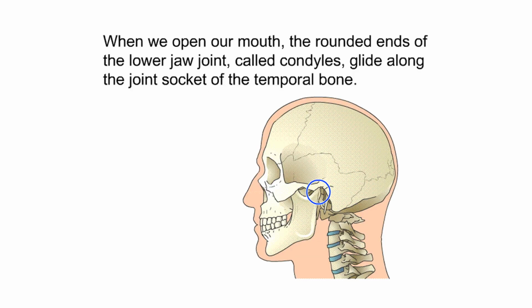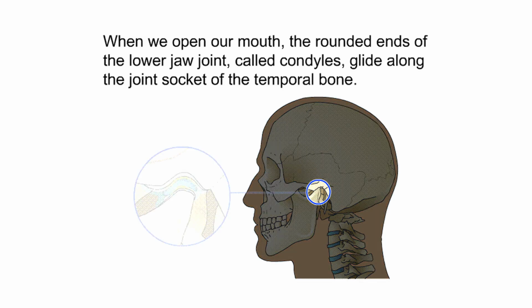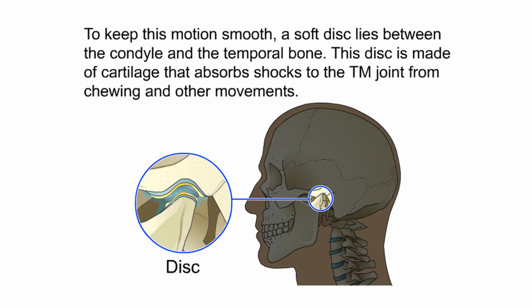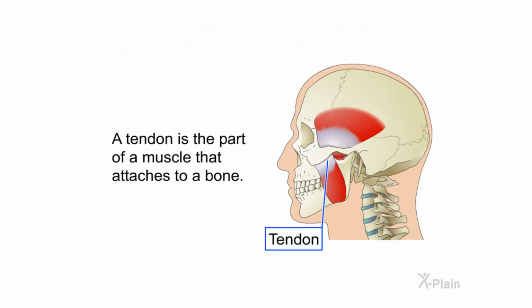When we open our mouth, the rounded ends of the lower jaw joint, called condyles, glide along the joint socket of the temporal bone. The condyles slide back to their original position when we close our mouth. To keep this motion smooth, a soft disc lies between the condyle and the temporal bone. This disc is made of cartilage that absorbs shocks to the TM joint from chewing and other movements. A tendon is the part of a muscle that attaches to a bone.